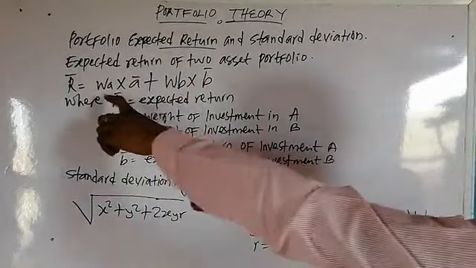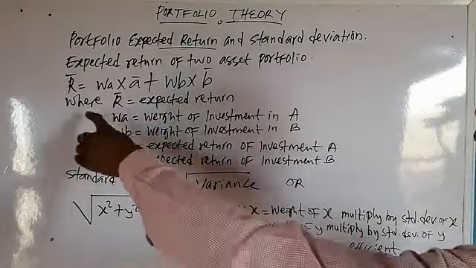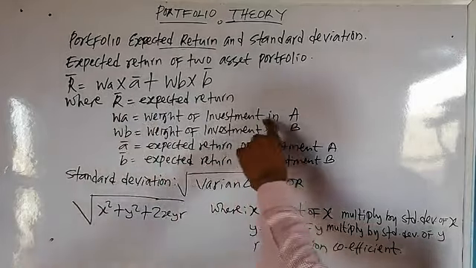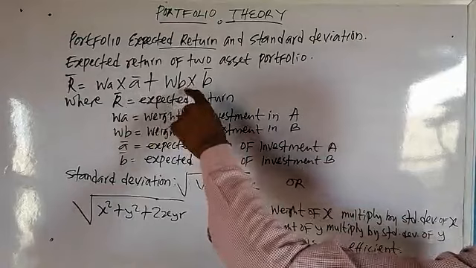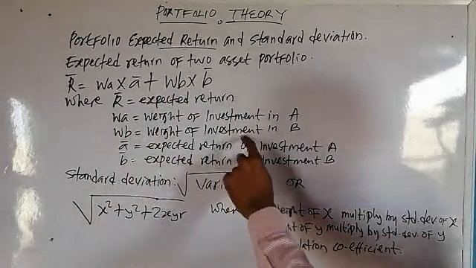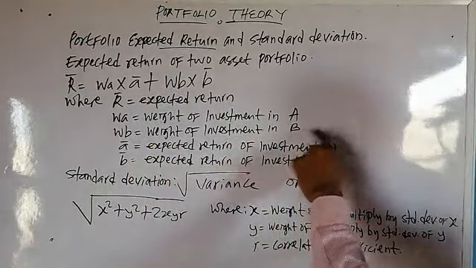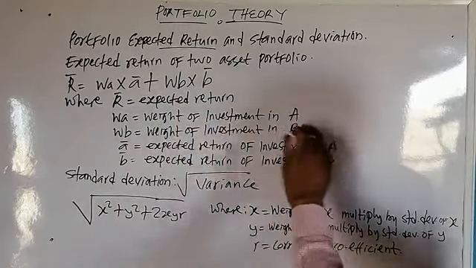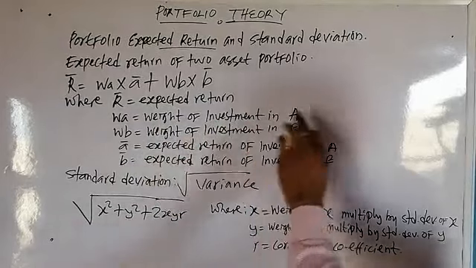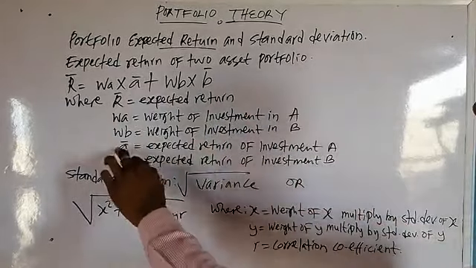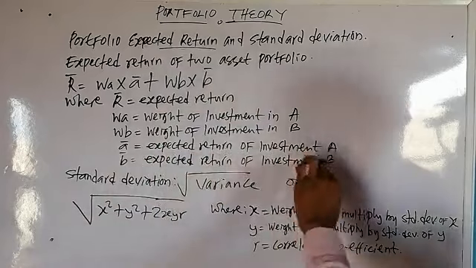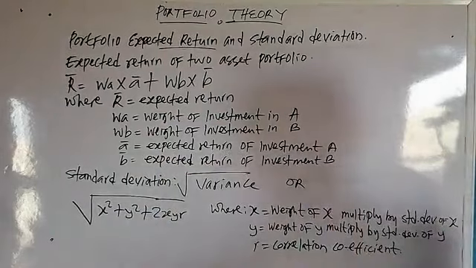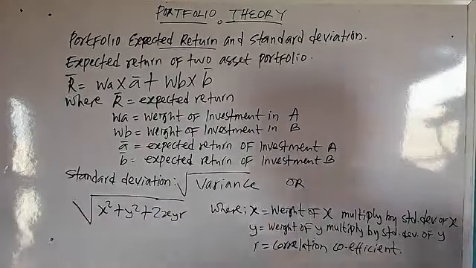So what do you mean by weight? Let me break it down. R bar is equal to the expected return, WA is the weight of investment in A, WB is the weight of investment in B. A bar is the expected return on investment A, while B bar is the expected return on investment B. Now, what do you mean by weight?